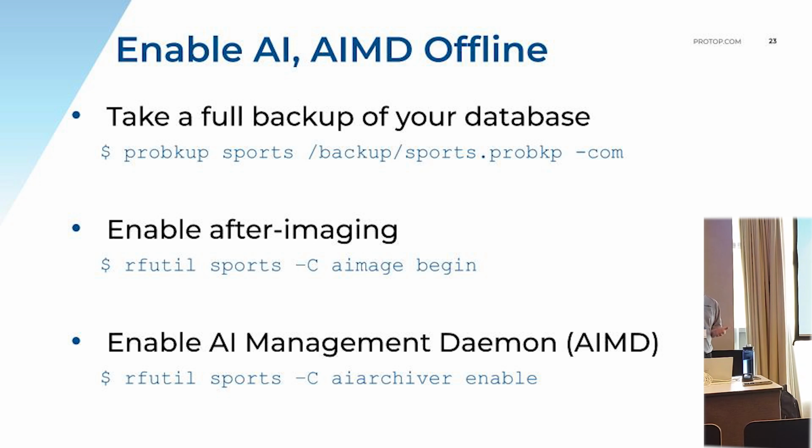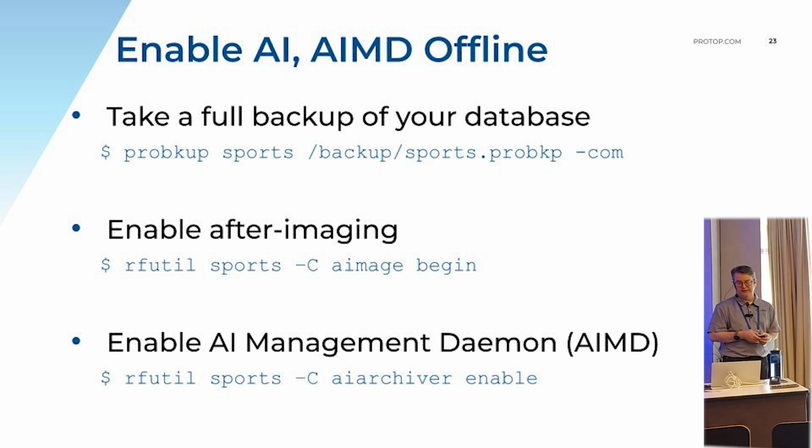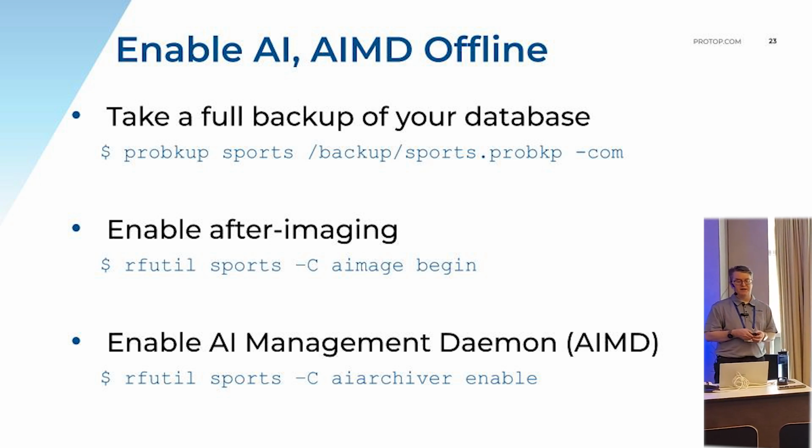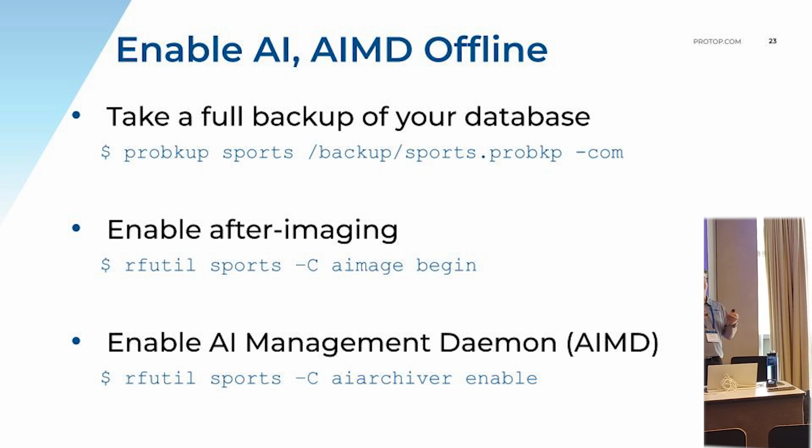Then we're going to go through the process of enabling after imaging in the database. This is turning on the feature in the database. It's a process of first backing up the database. You do also have the option of marking it as backed up if you've just done a backup recently. Then you enable after imaging with this command. RFUtil is the family of commands that you're going to use to manage the life cycle of after imaging. So it's rfutil dbname -C aimage begin.